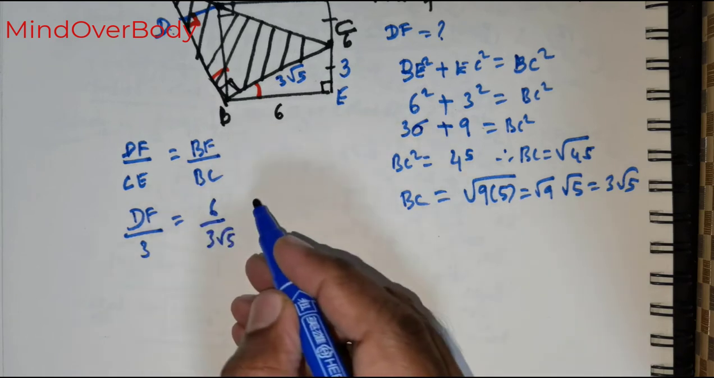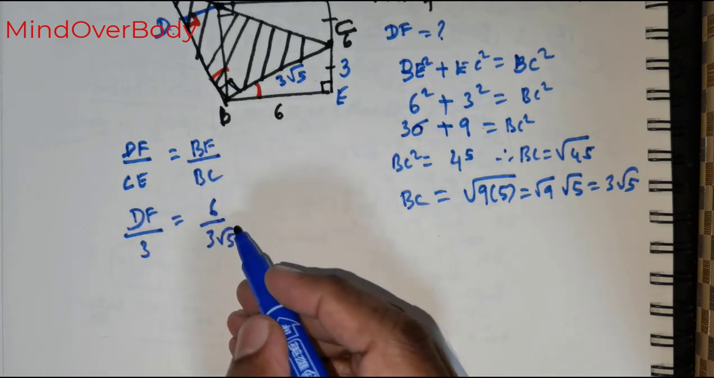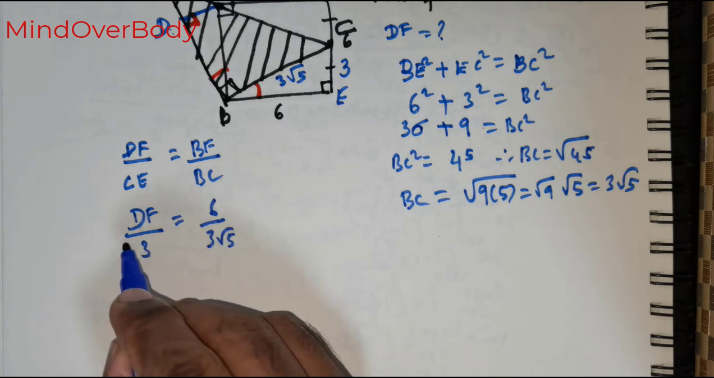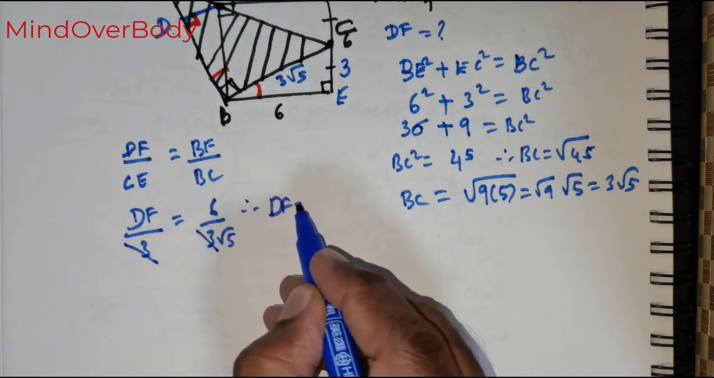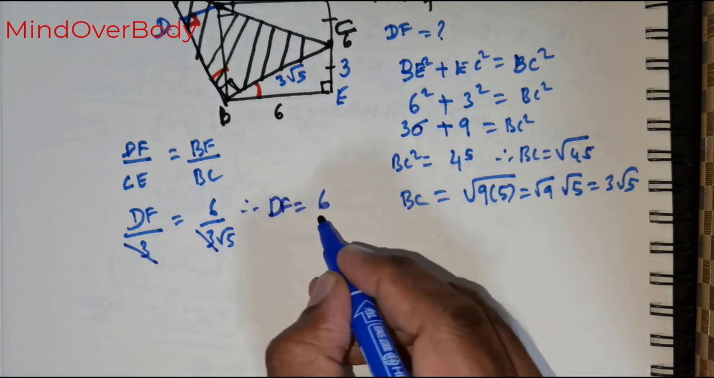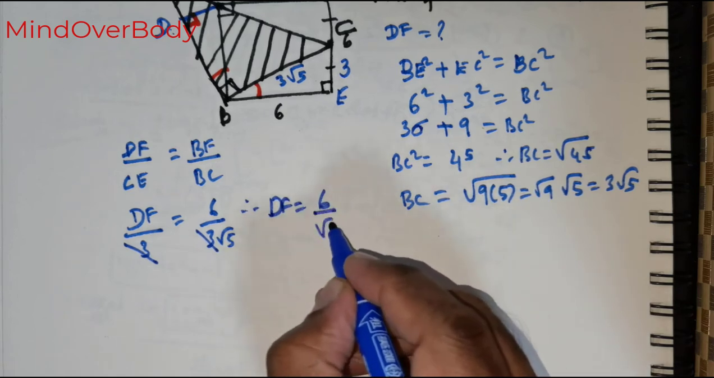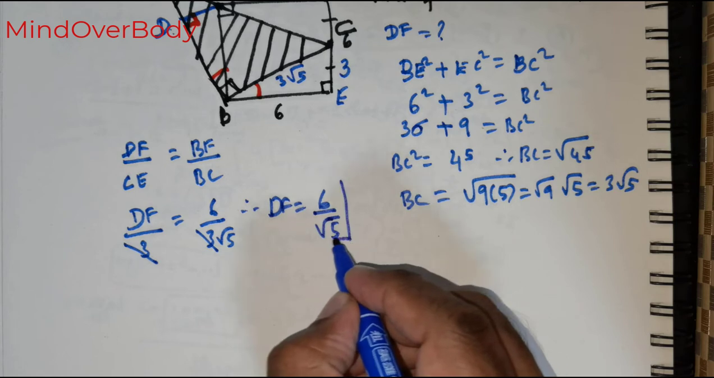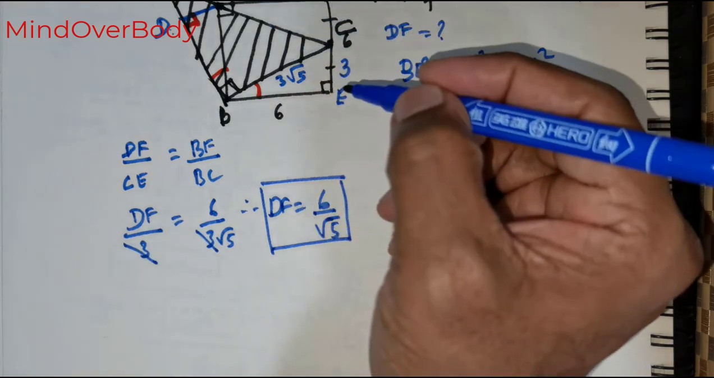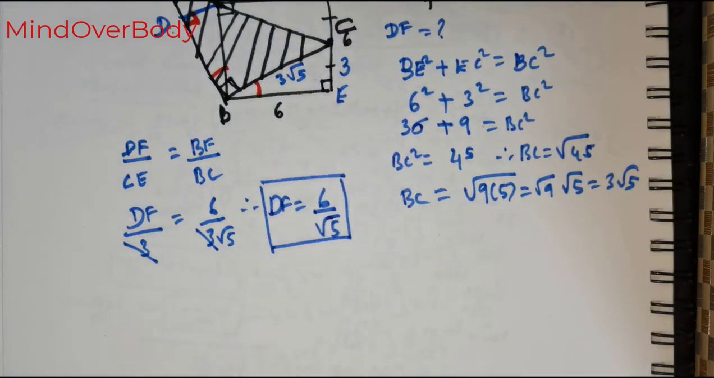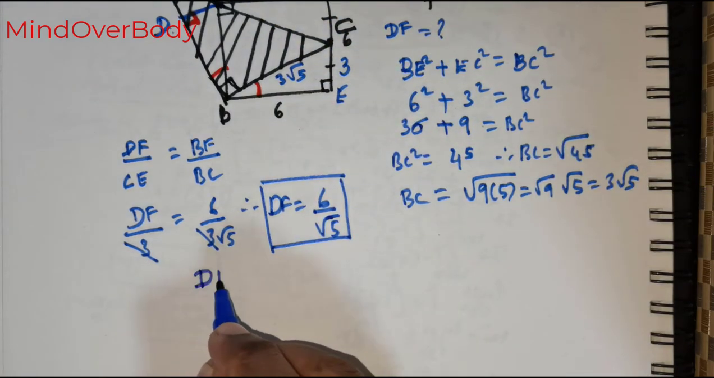So if I were to cross multiply, in fact I can simply cross this with this, so therefore DF is equal to 6 over root 5. So let me box this. This is the starting point. Okay, having got DF, let me now try to get DB.